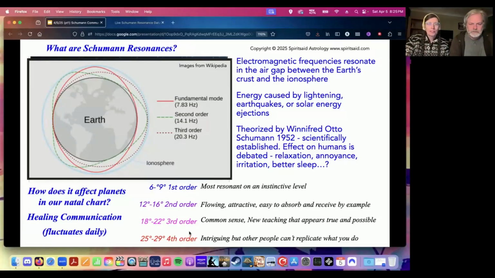Now, the fourth order is interesting because this type of energy typically manifests as something that is intriguing or interesting to others, but they can't replicate what you do. So it's not like you're teaching them or they resonate or they learn by example. It's more like, wow, you're amazing at that. Okay, I'd like to watch more. I'd like to learn more about this, but people don't look at it and think that they necessarily could actually do what you were doing.